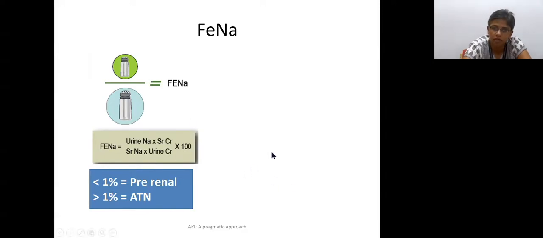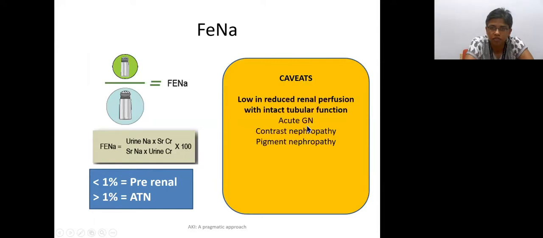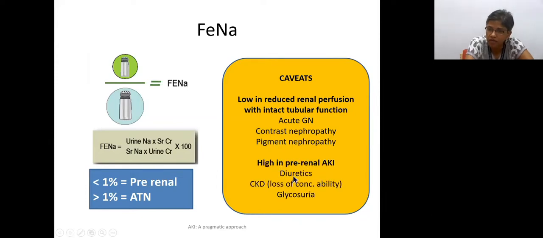Okay, this is an important test. They'll ask you about how to distinguish between pre-renal and ATN. The problem with this is that if your renal perfusion is low with intact tubular function, you may have the same findings. So frankly, it's non-specific. At the same time, if you use a diuretic, because that helps to excrete sodium, a patient may have pre-renal AKI, but because of a high fractional excretion of sodium you would think they actually have an ATN. So in these situations, it's not really useful.